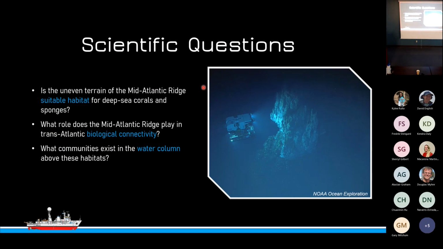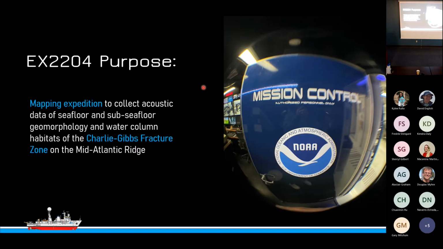So to achieve the goal of answering some of these questions, the scientific questions that guided this expedition included: 1, is the uneven terrain of the Mid-Atlantic Ridge suitable habitat for deep sea corals and sponges? 2, what role does the Mid-Atlantic Ridge play in transatlantic biological connectivity? And 3, what communities exist in the water column above these habitats?